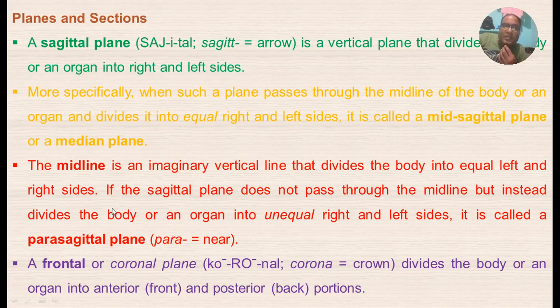If the sagittal plane does not pass through the midline, but instead divides the body or an organ into unequal right and left sides, it is called a parasagittal plane. Para means near. Similarly, the frontal or coronal plane divides the body or an organ into anterior and posterior portions. This kind of plane is called coronal or frontal.